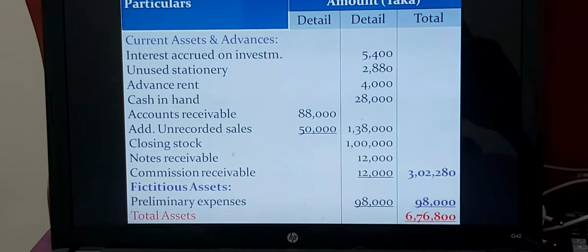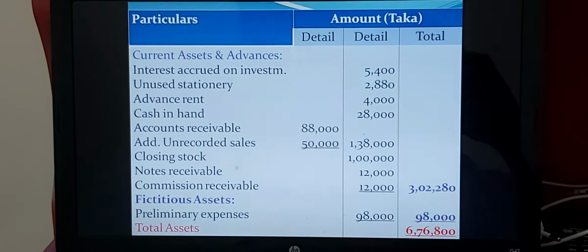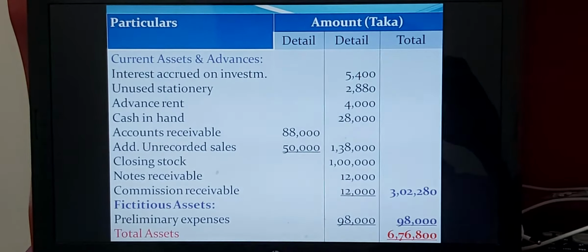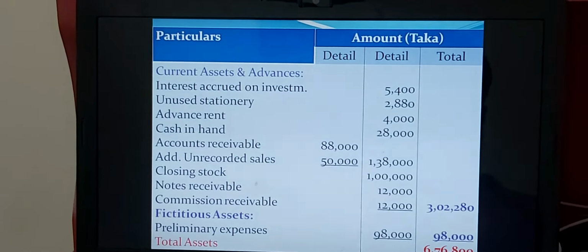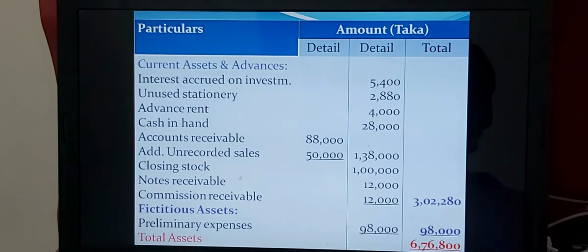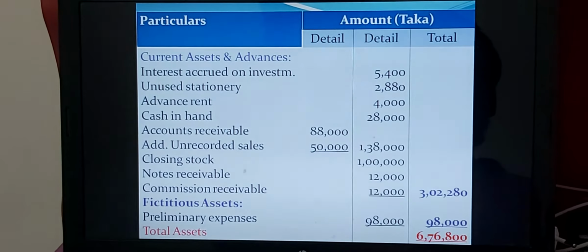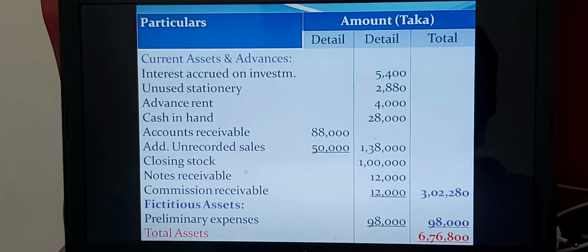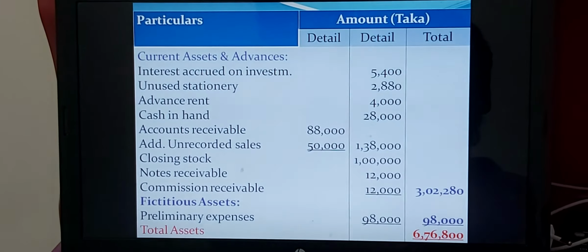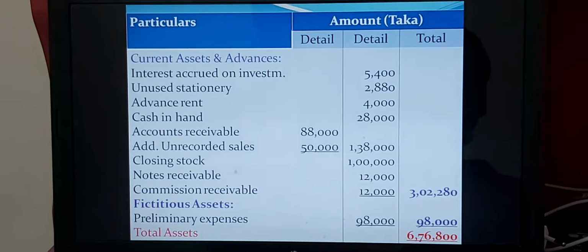In this head, many items are available. First one, interest accrued on investment. This item is available in adjustment number 3. So interest accrued is one kind of revenue income, and it is also a current asset. So you have to write it. Interest accrued on investment, taka 5,400 in middle column. Unused stationery. This item is one kind of current assets. It is also available in adjustment number 5. Unused stationery at the end of the year, taka 2,880. You have to write it.